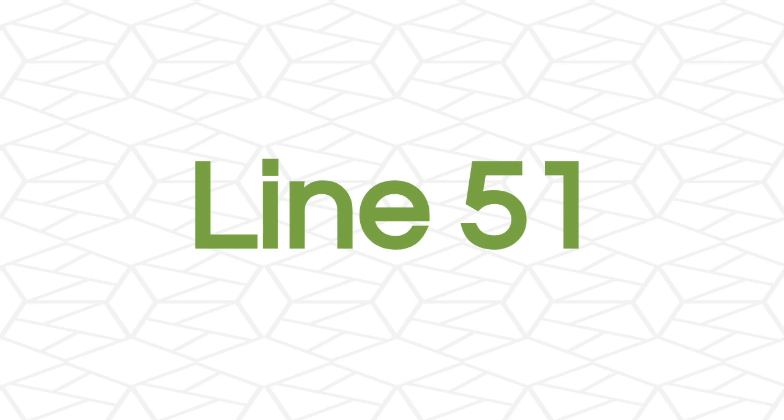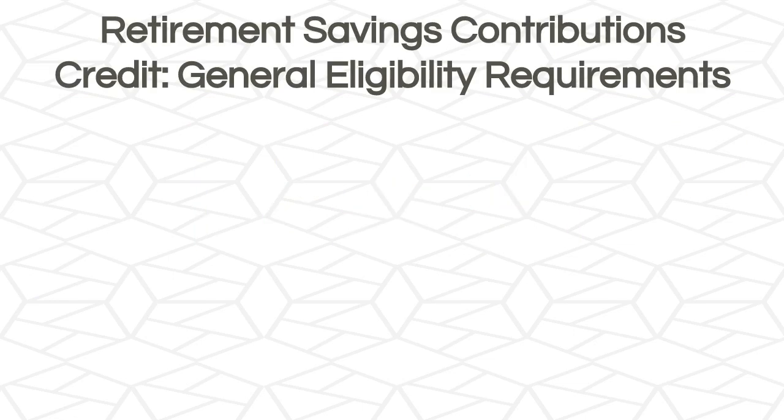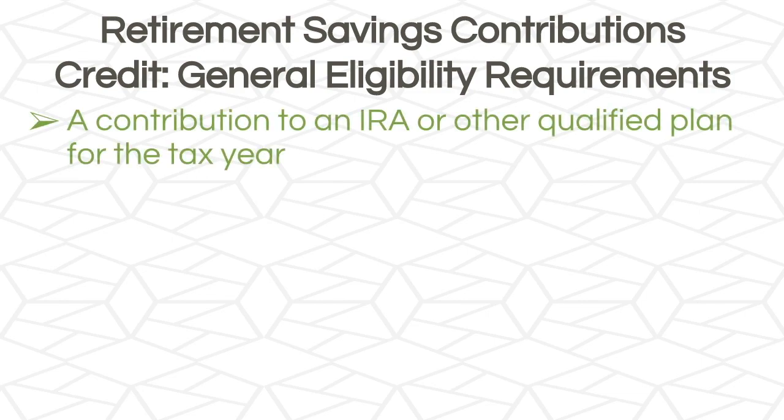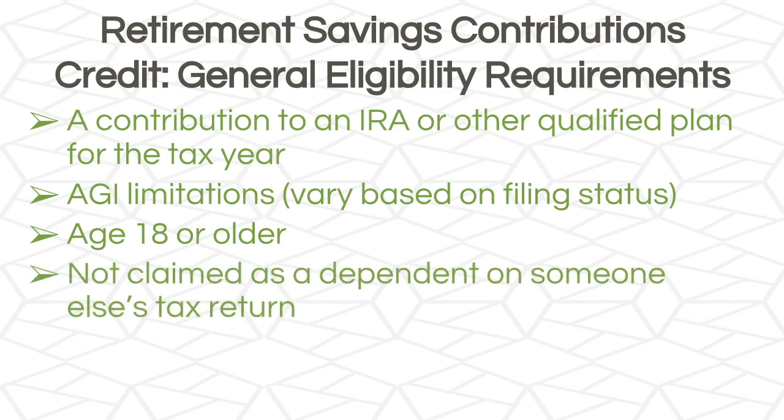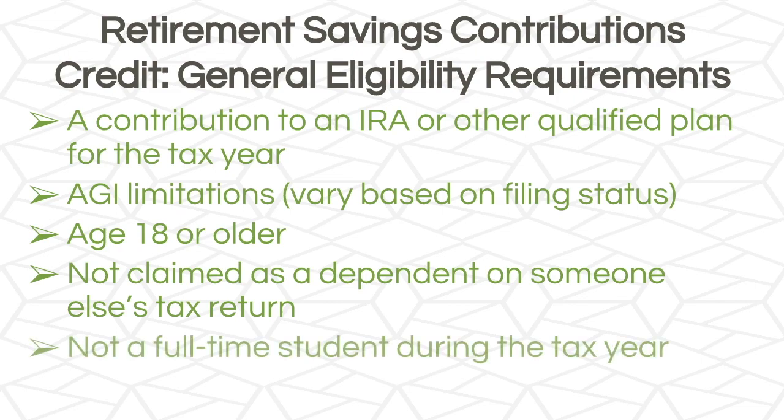Now let's look at line 51. This is the retirement savings contribution credit. Let's talk about general eligibility requirements. The taxpayer has to have made a contribution to an IRA or other qualified plan for the tax year. There are AGI limitations, and these are going to vary based on filing status. The taxpayer has to be 18 or older, cannot be claimed as a dependent on someone else's tax return, and cannot be a full-time student during the tax year.